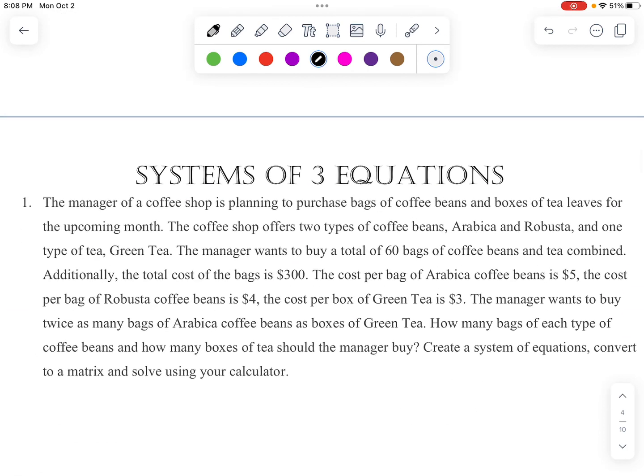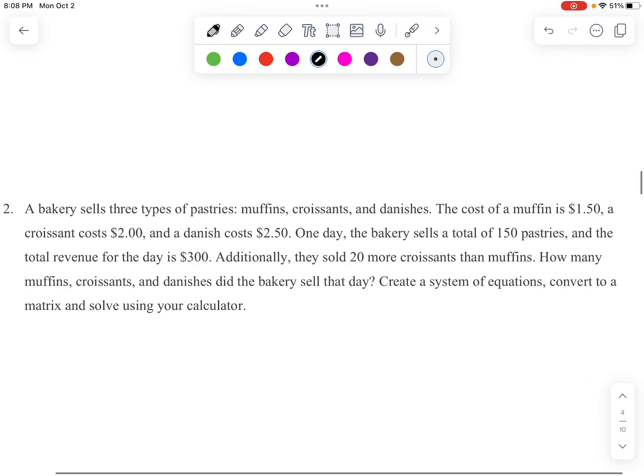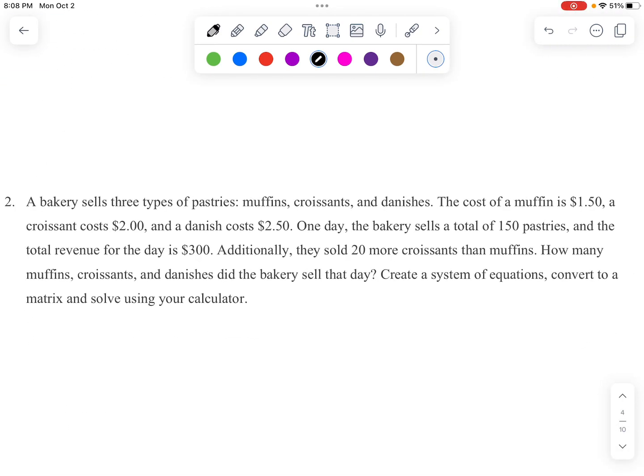So this is what we've been doing for like 2 weeks. I'm not going to go over this one. I think I'm going to go over this one. Yeah, I'm going to go over this one. But we've been doing this for 2 weeks. If you don't know how to do this by now, listen up.